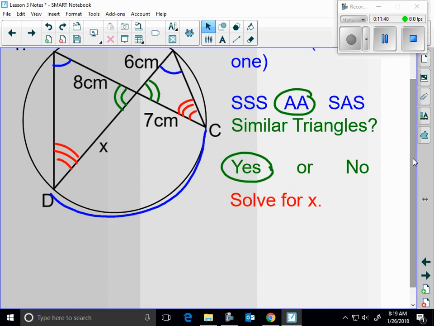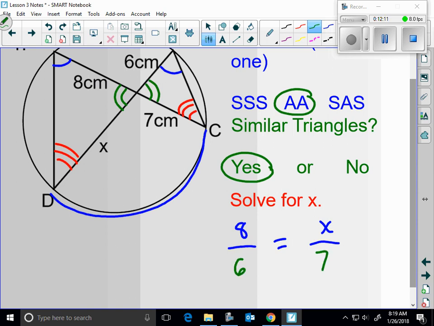If I were to write out a proportion, we can agree that 8 and x are in the same triangle. What side corresponds to 8? 6 or 7? 6. Is it true that the side length of 8 is between the blue angle and the green? Yes, it is. What other side length is between blue and green would be 6. So 8 corresponds to 6 in the same way that x corresponds to 7.